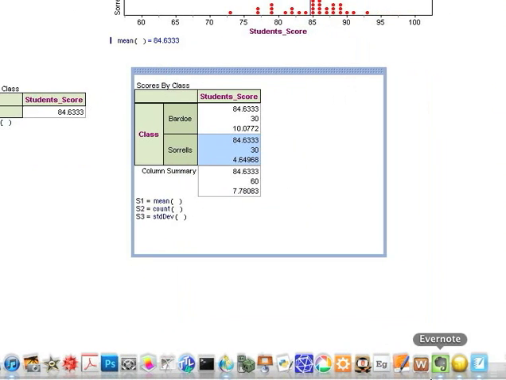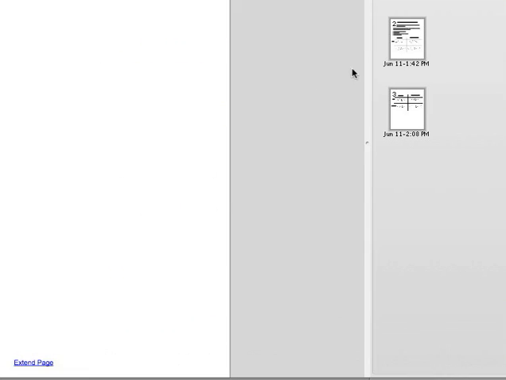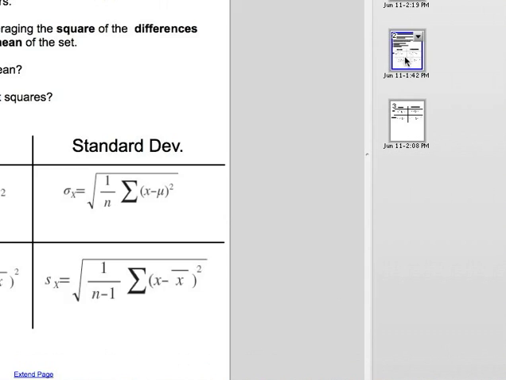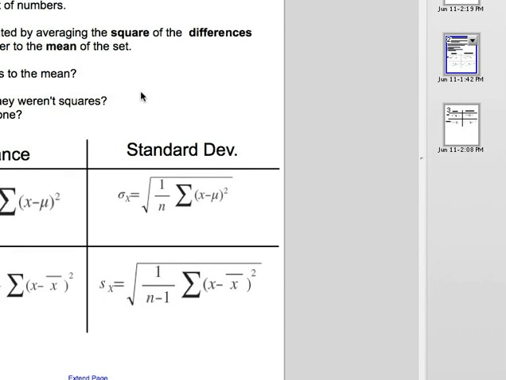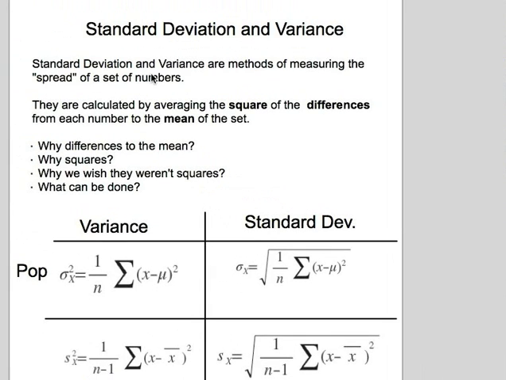So let's talk a little bit more about how standard deviation and variance are calculated. Standard deviation and variance are two ways of measuring the spread of a set of numbers. They're calculated by averaging the square of the differences from each number in the set to the mean of the set. So that's a lot of verbiage there. Let's break through that and talk about each little bit.